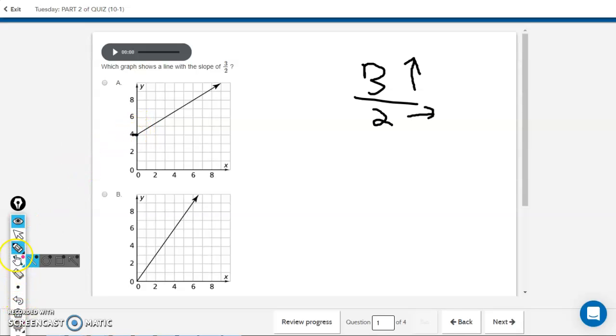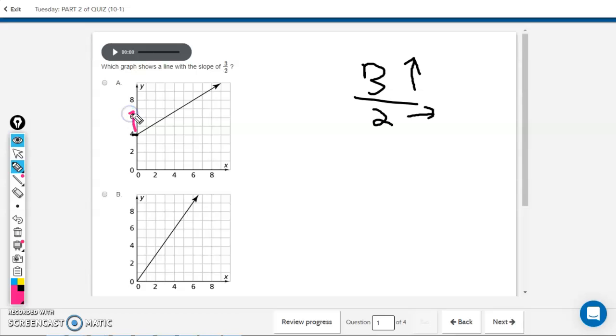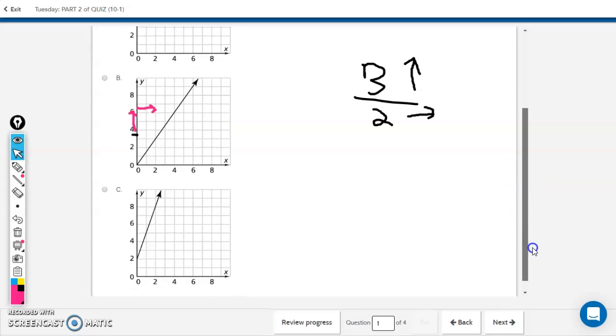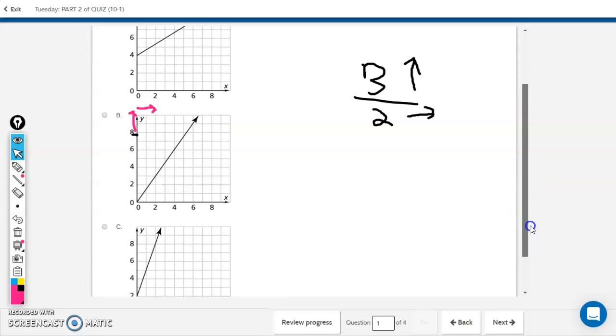Let me use a different color here so you guys can see this a little better. My colors are hiding. There they are. So you'd go up 3, 1, 2, 3, and then you'd go over 2. And you see that point right there, it's not on the graph. So this line doesn't have a slope of 3/2. So you can try to figure out which line has a slope of 3/2.